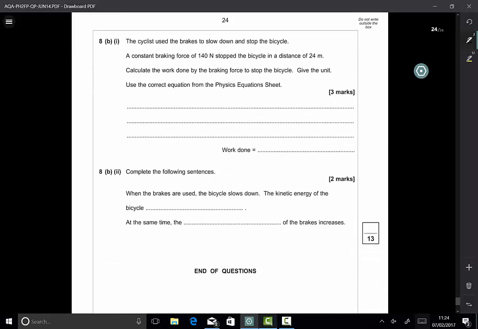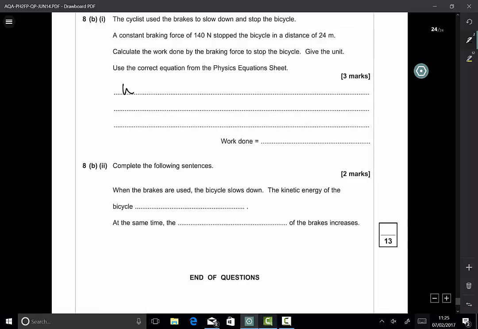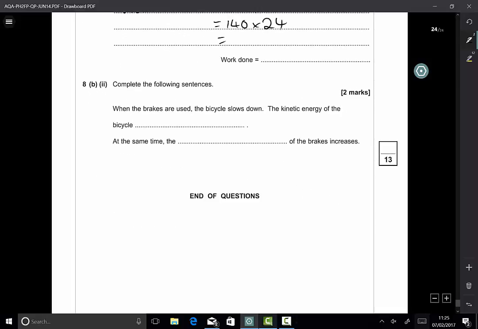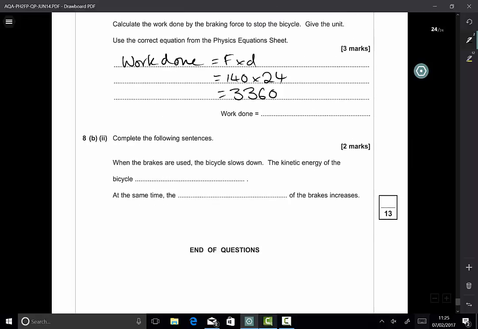The cyclist used the brakes to slow down and stop the bicycle. The constant braking force of 140 newtons stopped the bicycle in a distance of 24 meters. Calculate the work done and give the unit. So looking at my data sheet, work done is equal to force times distance. So the force was 140. The distance is 24. 140 times 24 equals 3,360. Now work done is a type of energy, so our unit is joules, capital J for joules.